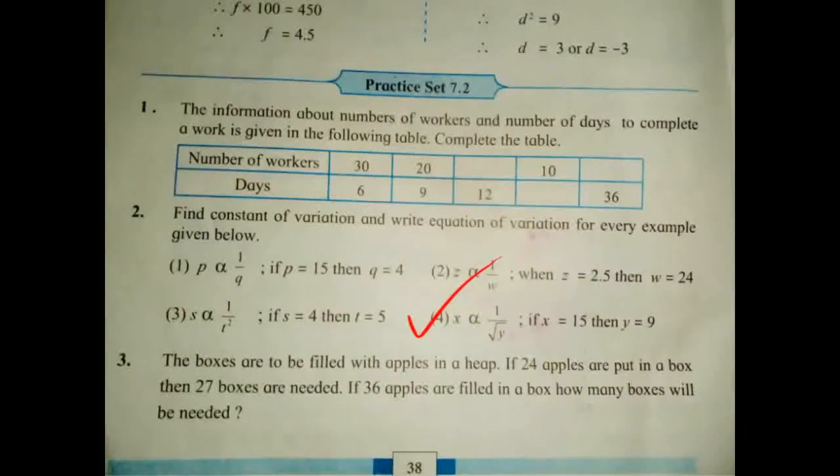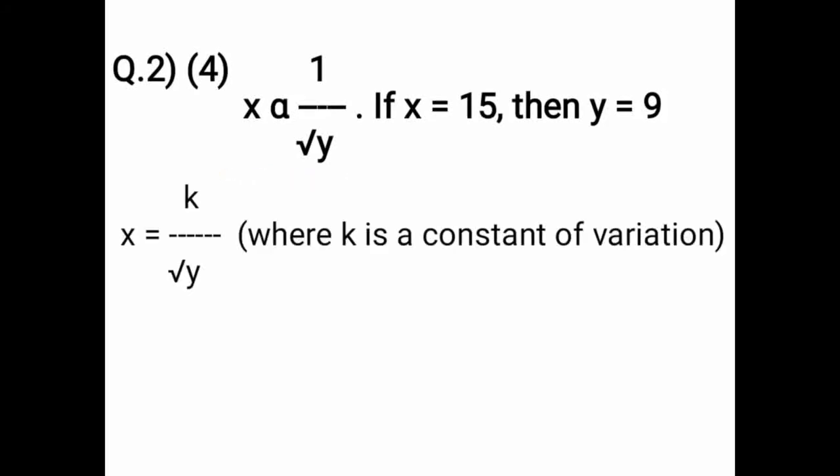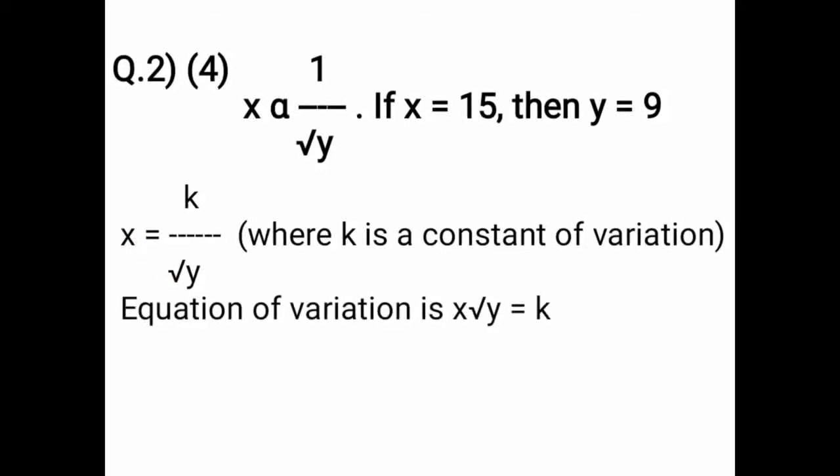Next, X is inversely proportional to square root of Y. If X is equal to 15, then Y is equal to 9. Write this again. X is inversely proportional to square root of Y. X is equal to K upon square root of Y, where K is a constant of variation. When you cross multiply this, it becomes the equation of variation. Equation of variation is X square root of Y is equal to K. What X value is given, what Y value is given, write that. X is equal to 15, Y is equal to 9.